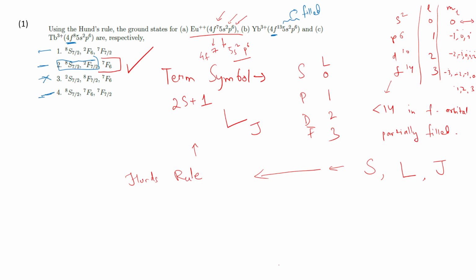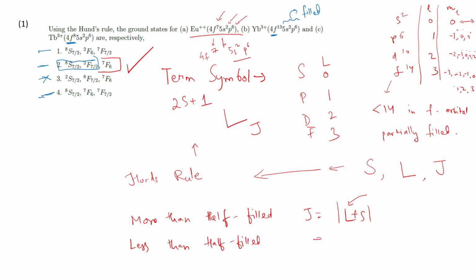I hope you got how to use this Hund's rule. You have to keep in mind that if it is more than half filled, J is equal to L plus S, magnitude. For L also you have to take the magnitude of it. And if it is less than half filled, J is equal to L minus S. This is what you have to remember.